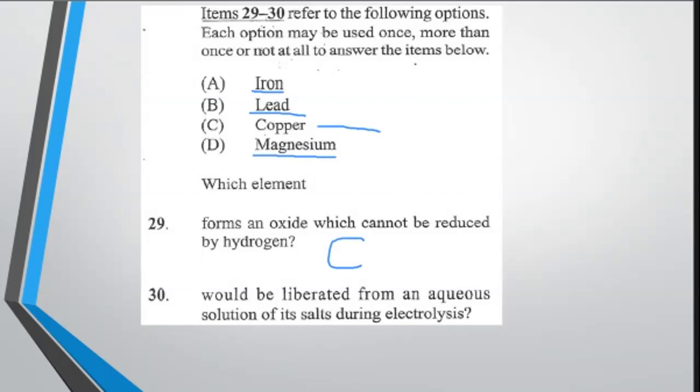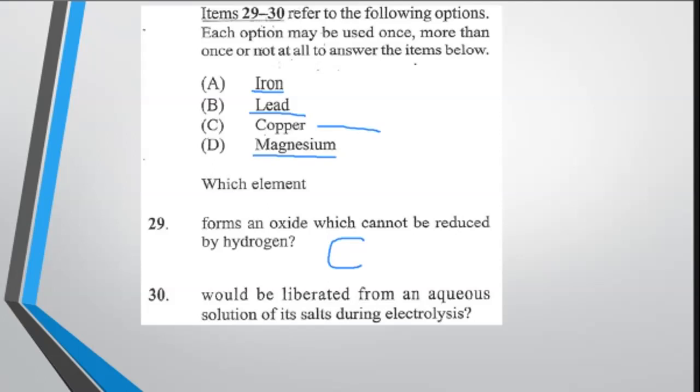Copper cannot reduce the hydrogen because copper is below hydrogen in the reactivity series. Elements that are higher up in the reactivity series are given preference over those that are lower down. Copper is lower down, so hydrogen is preferred over the copper. Therefore copper cannot reduce hydrogen. The answer to 29 is C as in cat.